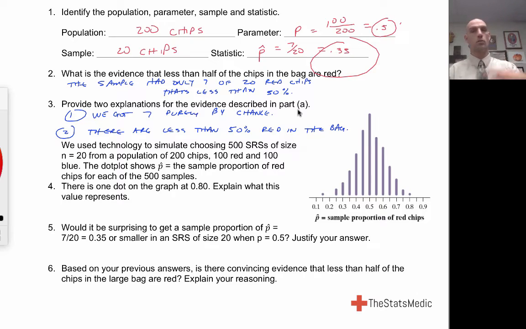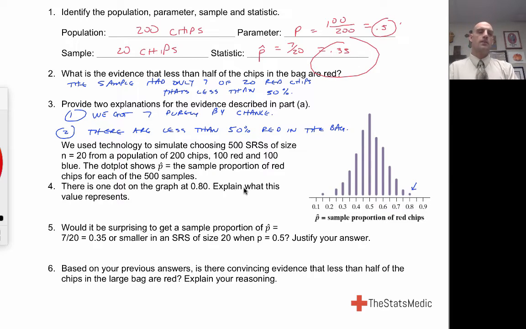So how are we going to test this? We're going to run a sample. So here we go. We're going to run a simulation. So we use technology to simulate choosing 500 SRS of size 20. So this population distribution, or this sample distribution right here represents 500 samples of 20 if there's 50% red. So there's 100 red, 100 blue in this digital bag, right? We did 500 samples. So the dot plot shows p hat, the sample proportion of red chips for each of the 500 samples. So this right here, there's one dot on the graph at 0.8.